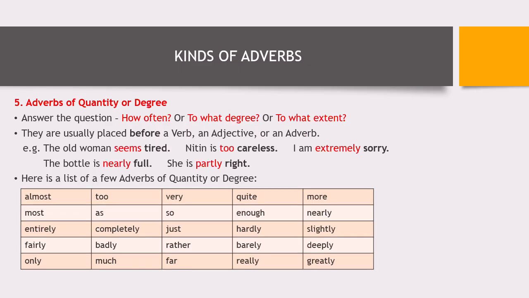Kinds of adverbs. 5. Adverbs of quantity or degree. Answer the question, how much or to what degree or to what extent? They are usually placed before a verb, an adjective, or an adverb. For example, the old woman seems tired. Nitin is too careless. I am extremely sorry. The bottle is nearly full. She is partly right. A few common adverbs of quantity or degree are given in the table.